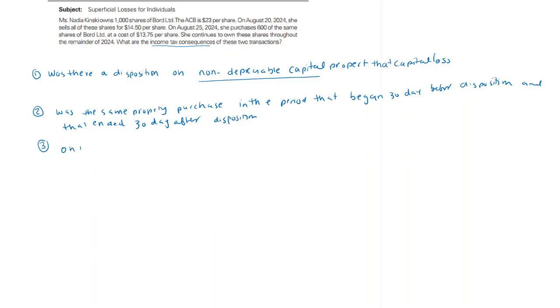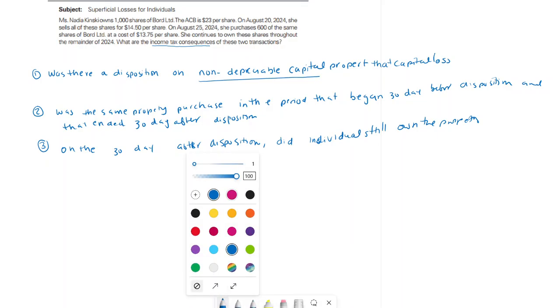Now the third one: on the 30th day after the disposition, did the individual still own the property? When that happens, you need to have all yeses before you can do anything. So let's read the question and see.